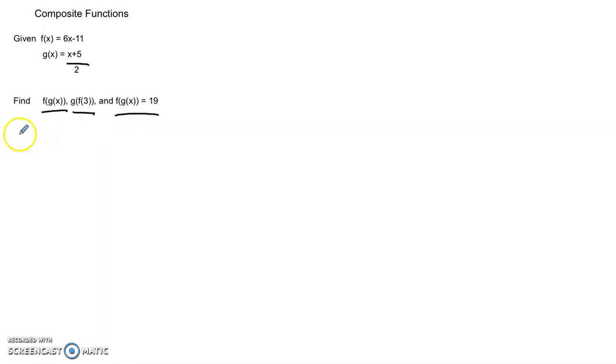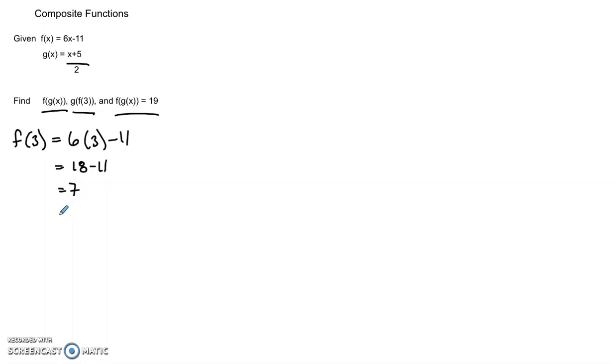So let's remember first that if we were asked to solve for f of 3, what that means is we write our f function. We start with what's on the left-hand side. So we write our f of x function, but instead of writing x, we're going to replace it with this number, 3. We're going to replace it with what's inside these brackets. So f of 3 equals 6, instead of writing x, I'll write 3, minus 11. We can solve that. 6 times 3 is 18, minus 11 is 7.